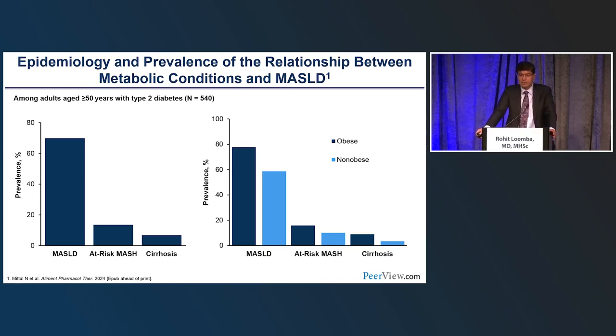To the right, I'm showing you, depending on presence of obesity, that is BMI of 30 kg per meter square or below, which is non-obese. And you can see the risk is much higher in those who are obese, particularly for cirrhosis, also for at-risk MASH, as well as for MASLD in those with obesity.